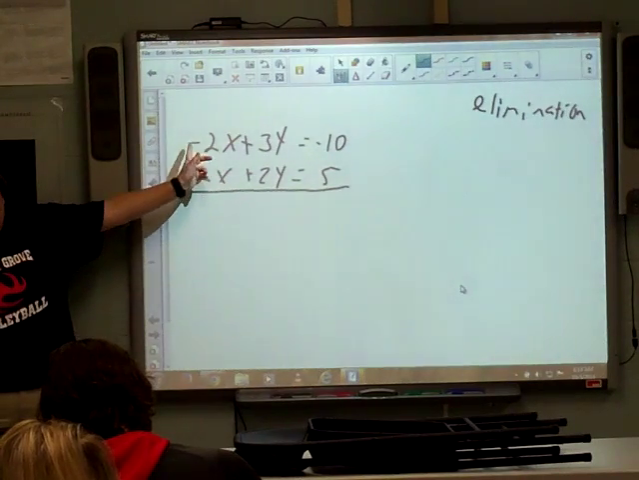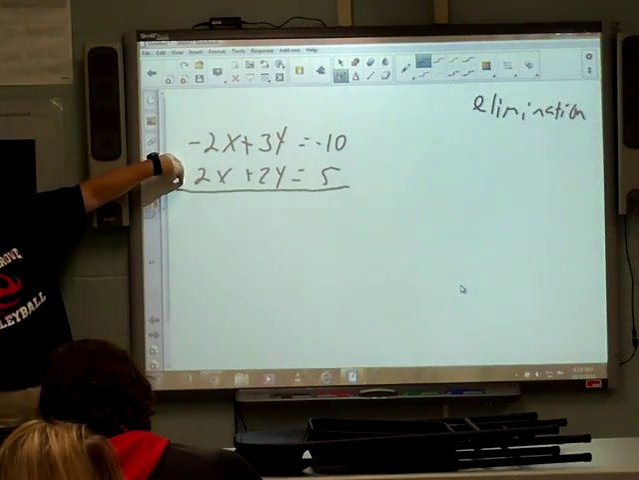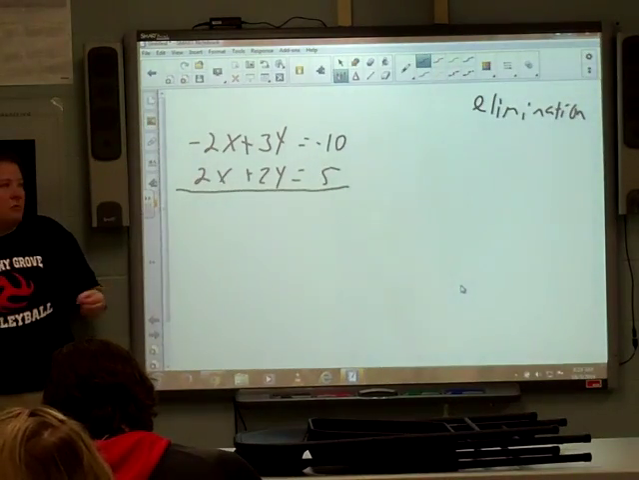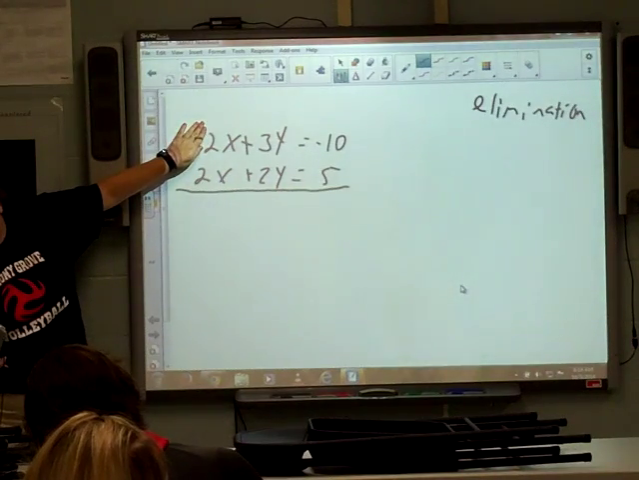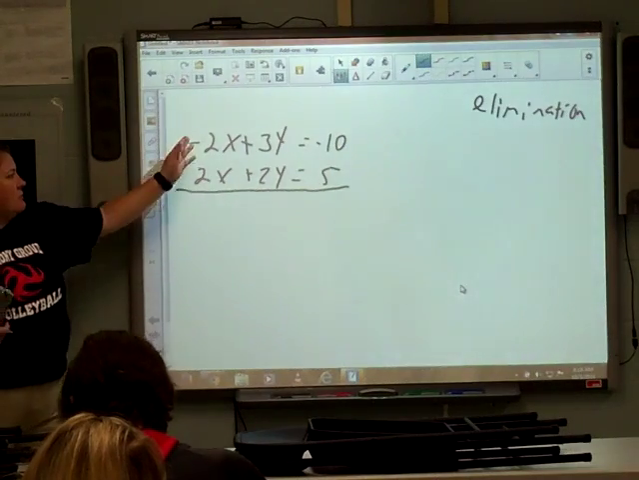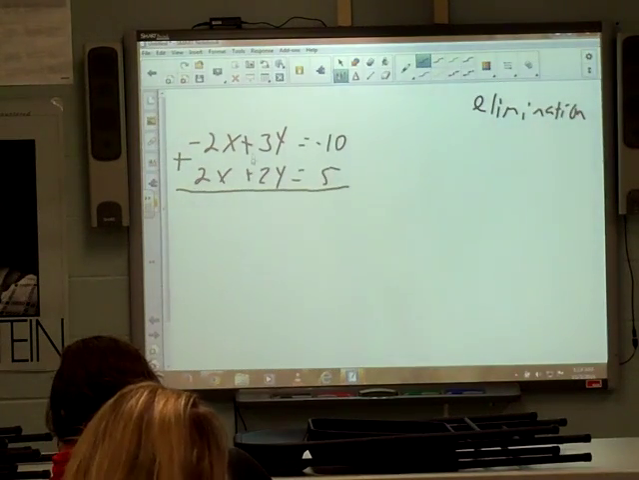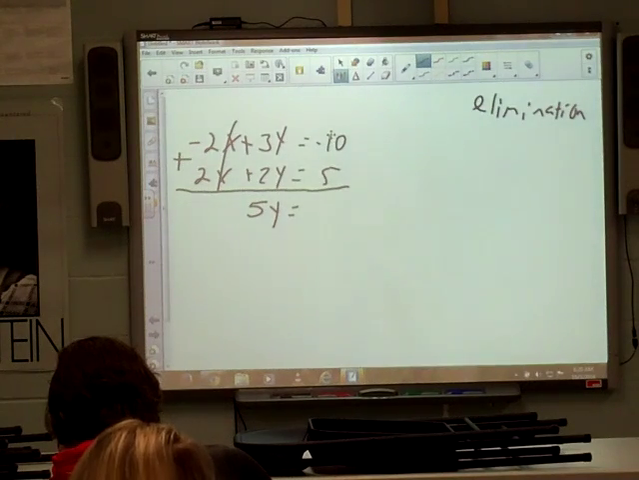The decider is going to be our signs. If our signs are different, and right now they are, I've got a negative and a positive, you're going to add. Because negative 2 plus 2 is 0. It's whatever it takes to make it a 0. If your signs are the same, if these had both been a positive 2, what would you do to make that a 0? Subtract. So it's based on what the sign is of the letter you're eliminating. So right now my 2x's are different signs, so I'm adding. Negative 2x plus 2x is nothing, he's gone. 3y plus 2y is 5y. Negative 10 plus 5 is negative 5.